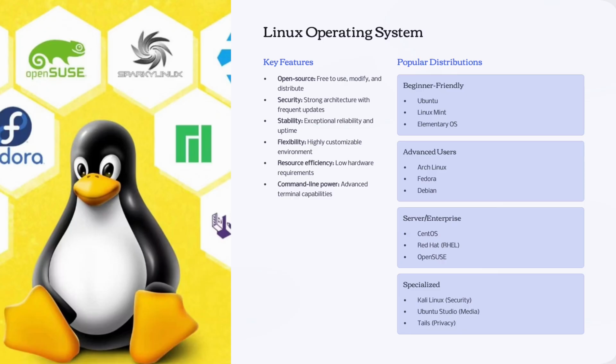Linux operating system. Linux is open source, customizable, secure, and efficient. Its flexibility allows it to power everything from desktops to servers. Distributions vary: Ubuntu and Mint for beginners, Fedora and Arch for advanced users, and Red Hat and CentOS for enterprise. Specialized versions like Kali are used by security professionals. Linux's reliability makes it the backbone of much of the internet.